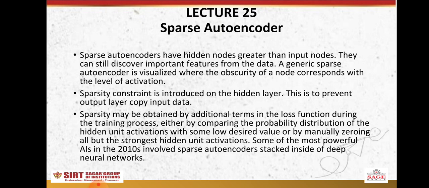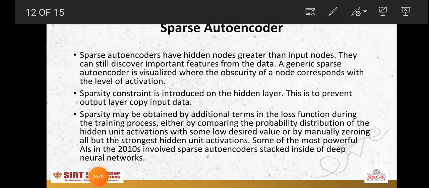So that was about denoising autoencoders. Now comes the sparse autoencoder. The sparse autoencoder has hidden nodes greater than input nodes. They can still discover important features from the data.